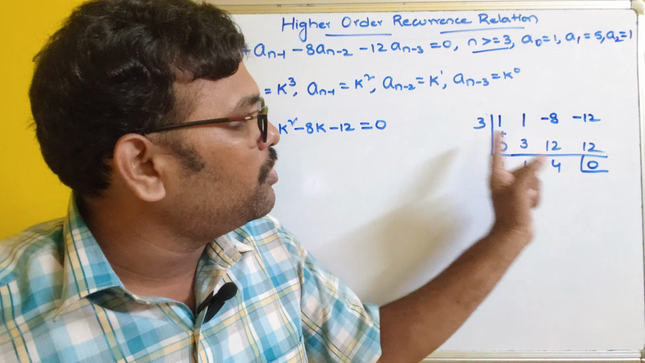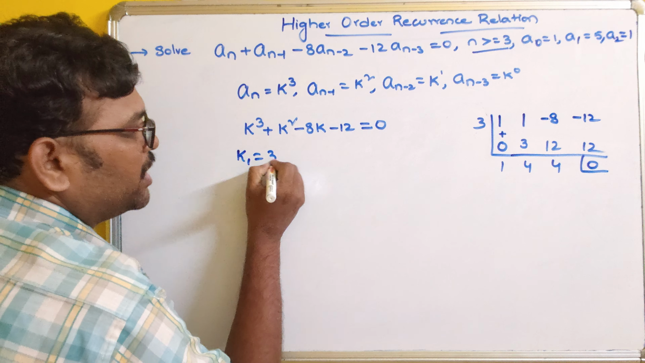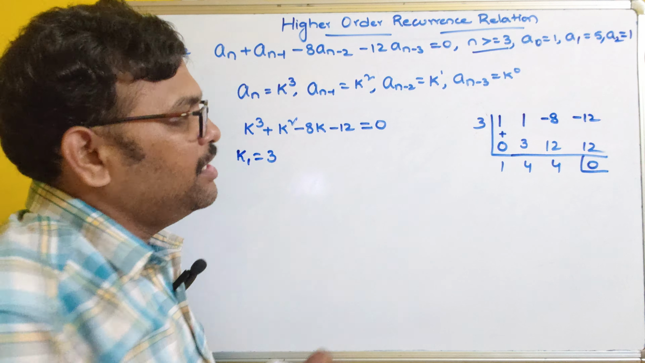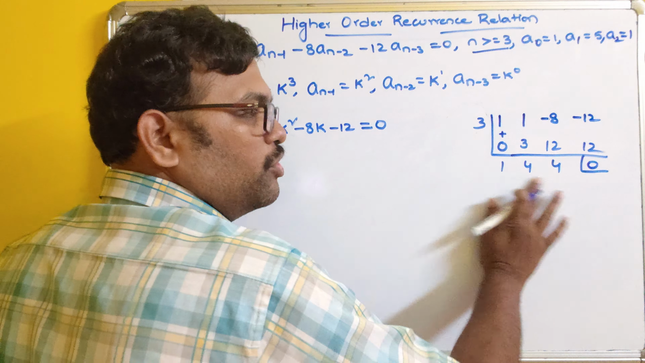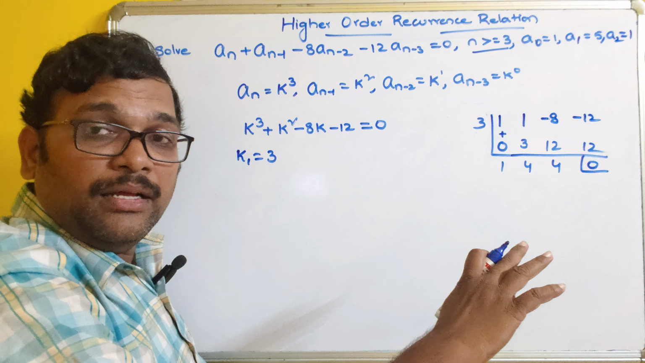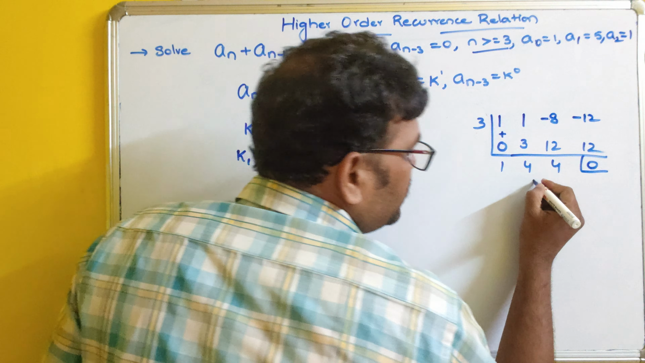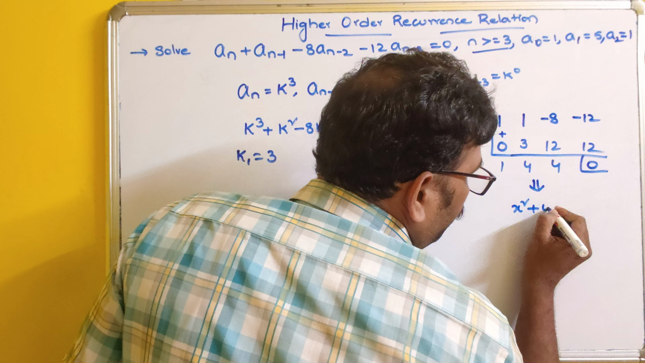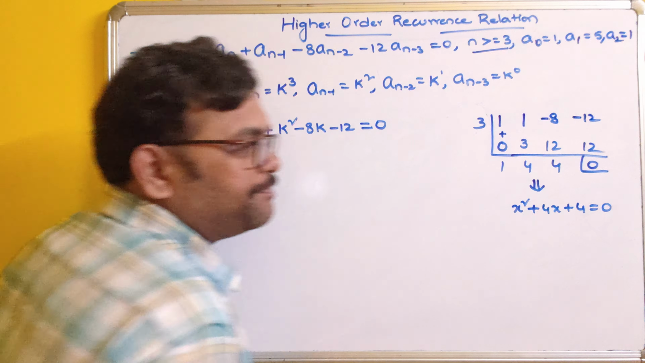So this part is 0, then we can say k1 is equal to 3, right? Yes. Now you can follow the same procedure, but you can also convert it into a quadratic equation and find the roots. So this can be converted into a quadratic: x square plus 4x plus 4 is equal to 0.